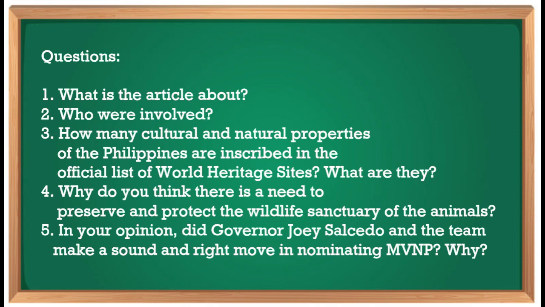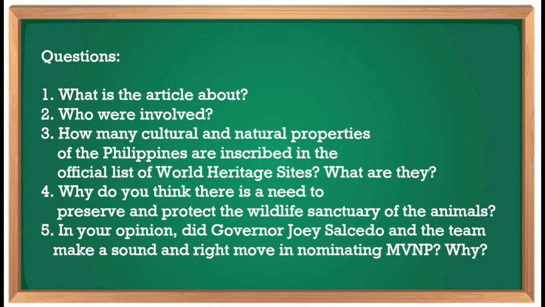Let's answer the third question. How many cultural and natural properties of the Philippines are inscribed in the official list of World Heritage Sites? We have 6. What are they? Let's name them. The Baroque Churches of the Philippines, Tubbataha Reefs Natural Park, Rice Terraces of the Philippine Cordilleras, Historic Town of Vigan, Puerto Princesa Subterranean River National Park, and Mount Hamiguitan Range Wildlife Sanctuary in the southeastern part of eastern Mindanao.